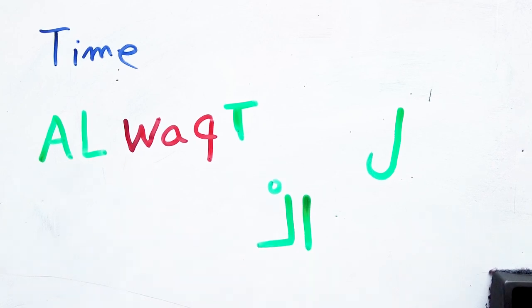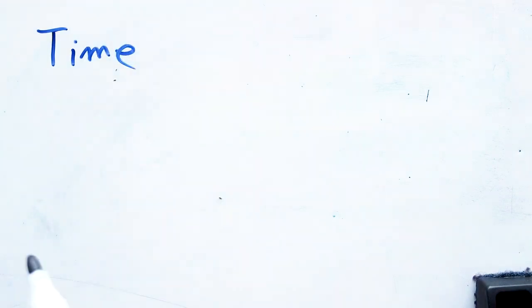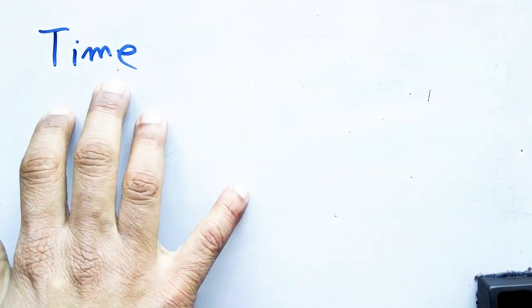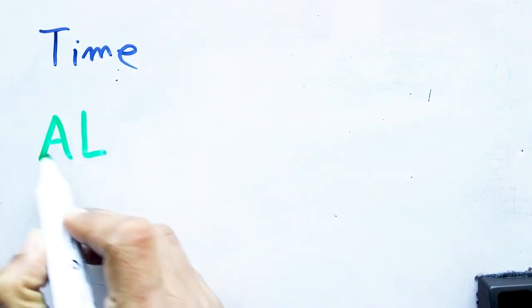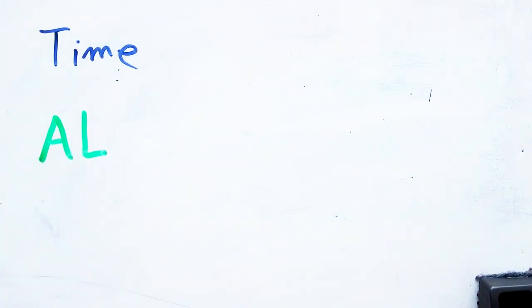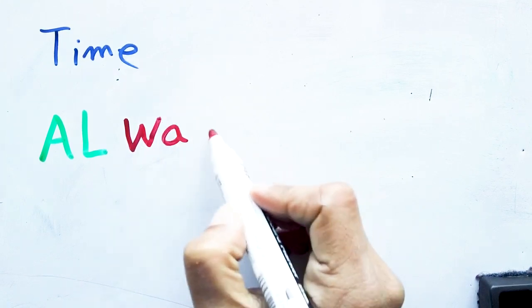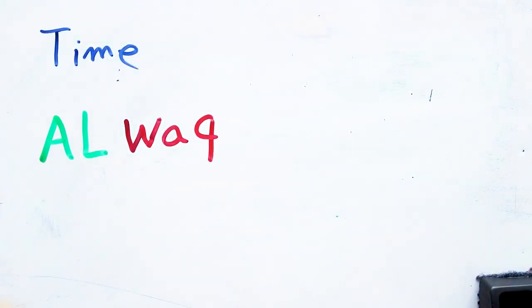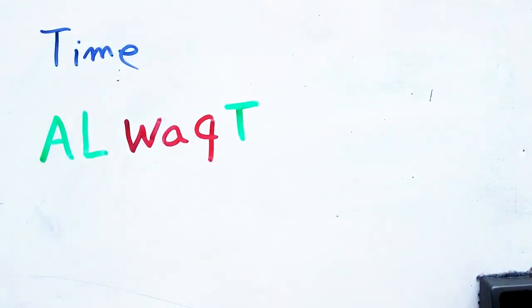Let's get started. So first, let's learn how to write time in Arabic. Time in Arabic is al-waqt, but we say it in Arabic as "the time." We don't say "time" like in English, we say "the time." So that's why we put al in the beginning. This al means "the." And then I say al wa. I have this letter. Al-waqt. So waqt means the time. Al-waqt is the time.